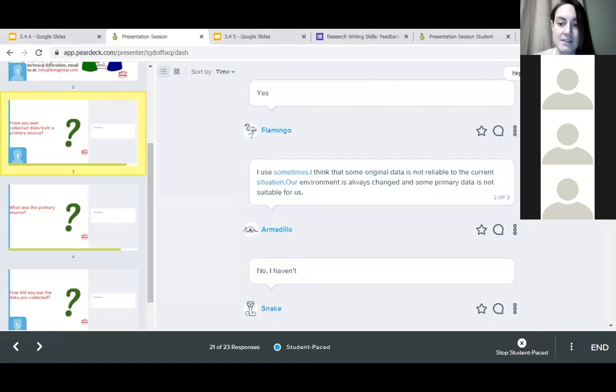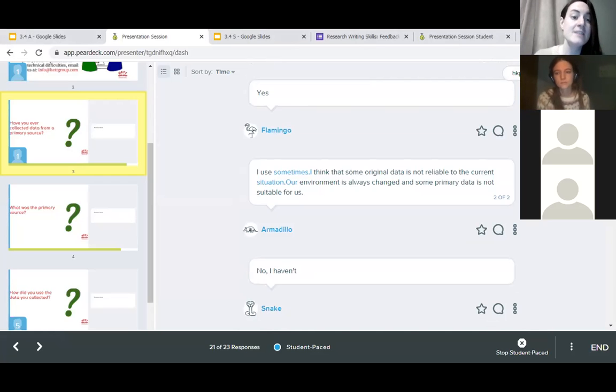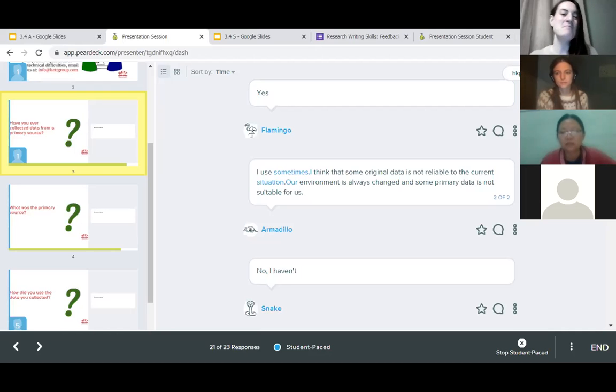Yes, I use sometimes. I think that some original data is not reliable to the current situation. Our environment is always changing and some primary data is not suitable for us. Definitely. Just because it's primary data does not mean that it is always correct for the situation that you're looking at now. Especially say if it was data collected, say 5 years ago or 10 years ago, it was primary data at that time. That does not mean it's reliable or current for this situation now.